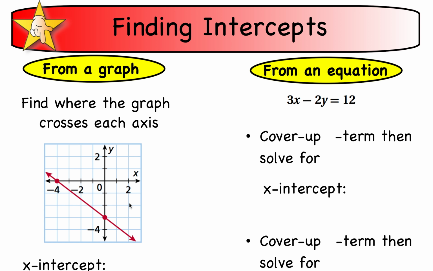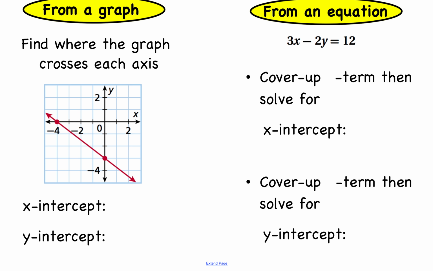To find the intercepts from a graph, we want to find where the graph crosses the axis, like we explained in the last slide. In this example, it crosses the x-axis at -4, and it crosses the y-axis at -3. Remember, the opposite variable is 0, so our x-intercept is (-4, 0). Our y-intercept is (0, -3).